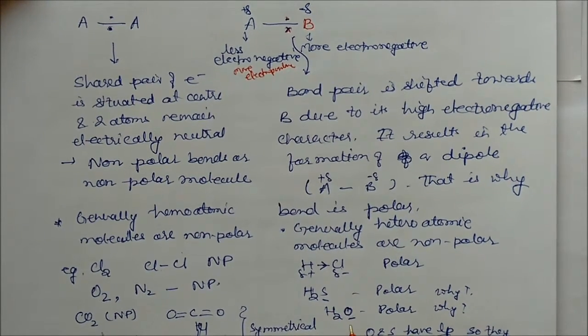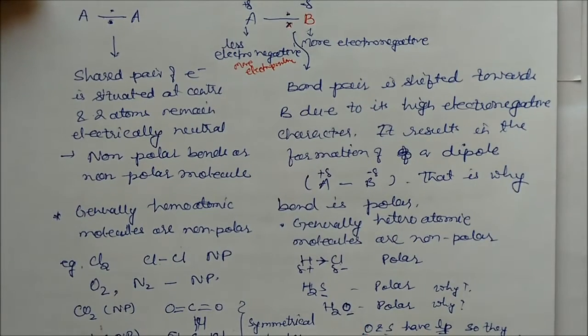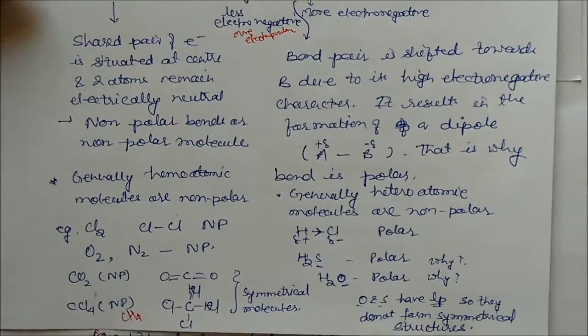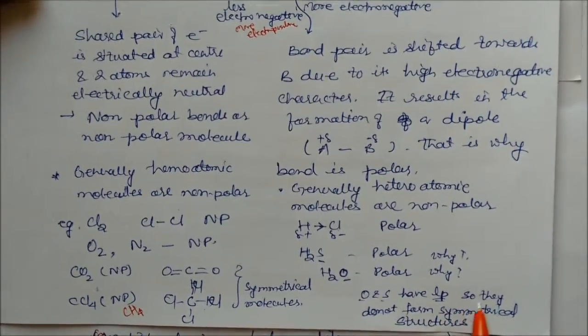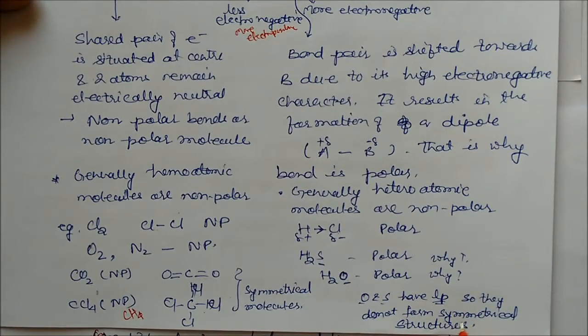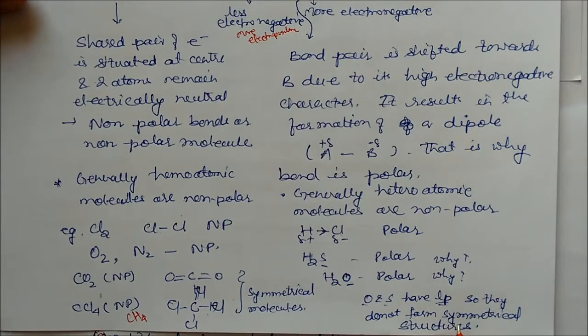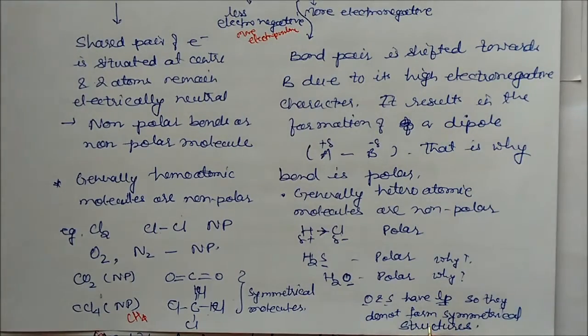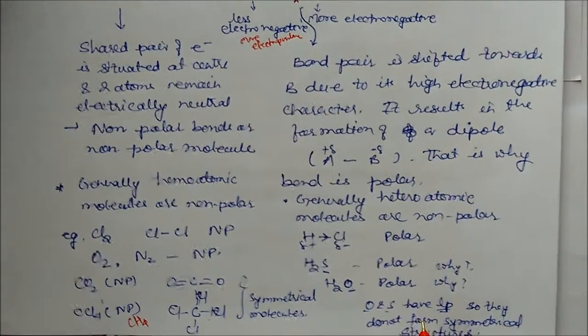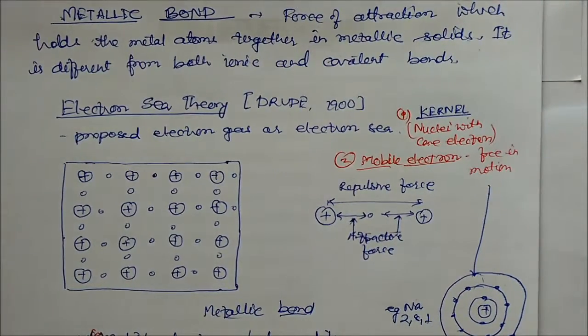H2O is polar because oxygen is more electronegative. Why are they more polar? Because they have lone pairs, so they do not form symmetrical structures. Due to symmetric structures, molecules can be non-polar, but if the structure is not symmetrical, the molecule cannot be non-polar. It will be a polar molecule.